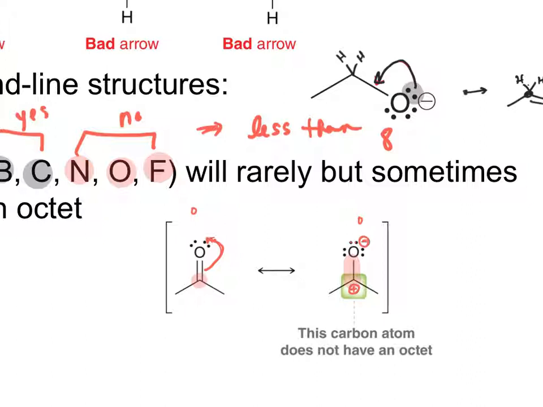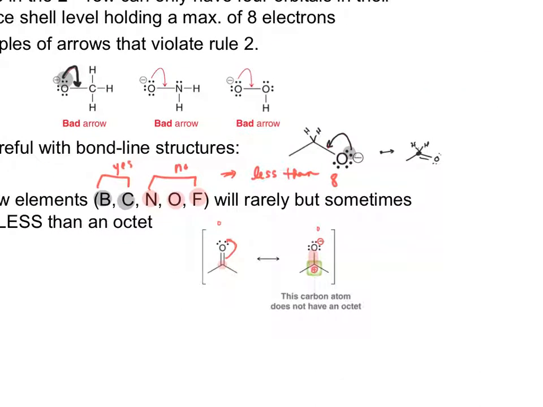Okay, so those are the rules. Can't break single bonds. You can never exceed 8 electrons for those second row elements, but you can sometimes have less than 8 electrons when we are drawing these resonance structures.